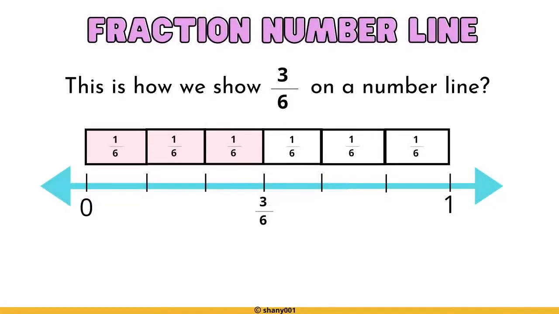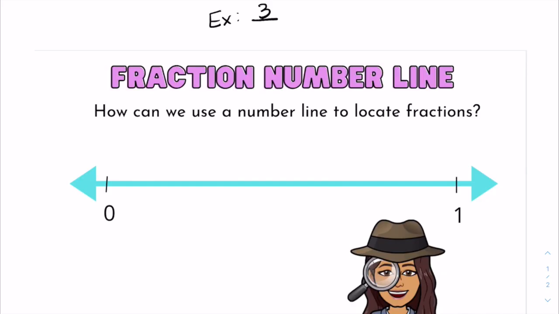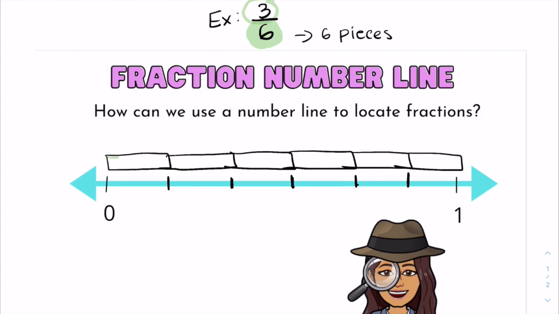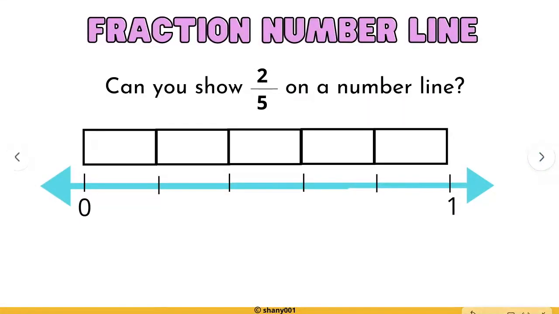This is how we show 3/6 on a number line. To draw 3/6 on a number line, you first look at the denominator, which is 6, and I'm going to draw 5 hatch marks on my number line. I then will make 6 rectangles, and the fraction is 3/6, so I'm going to shade in 3 of my rectangles. And this is how you show 3/6 on a number line. Can you show 2/5 on a number line?